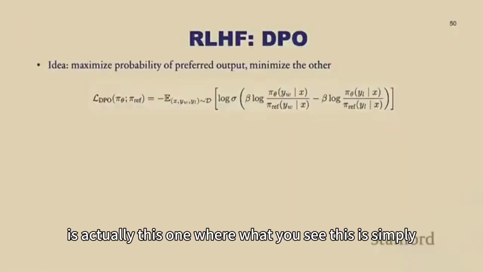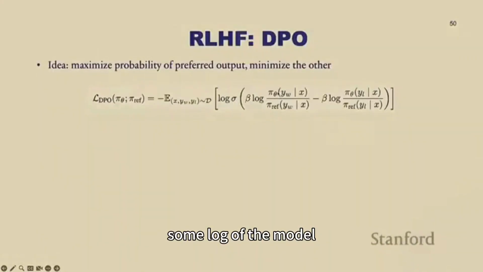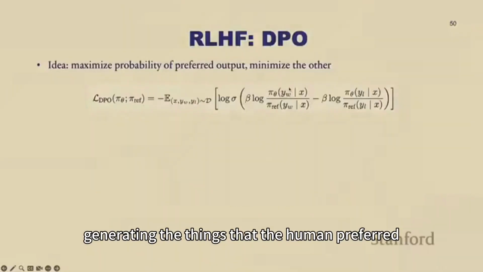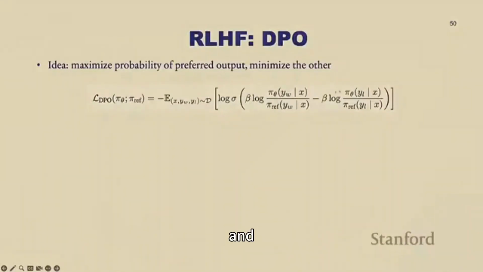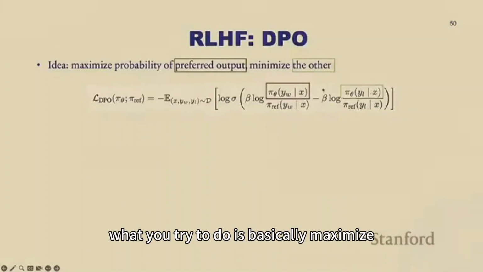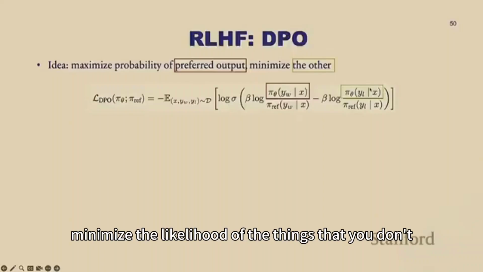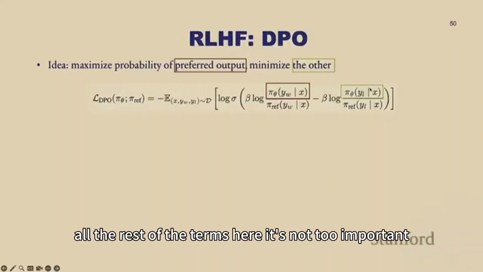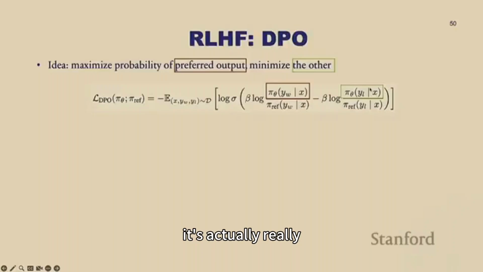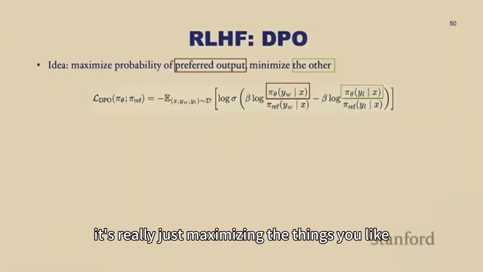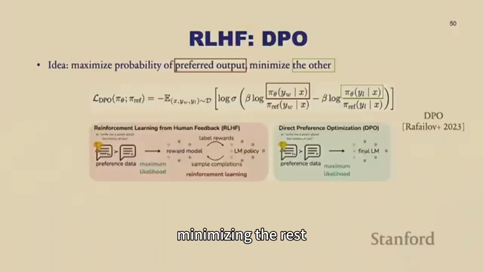So the loss is actually this one, where what you see is simply some log of the model. This is the likelihood of the model generating the things that the human preferred given the inputs. And what you try to do is basically maximize the likelihood of generating the things that you like, and minimize the likelihood of the things that you don't like. All the rest of the terms here are not too important. It's actually really not that complicated to understand. But at a high level, it's really just maximizing the things you like, minimizing the rest.